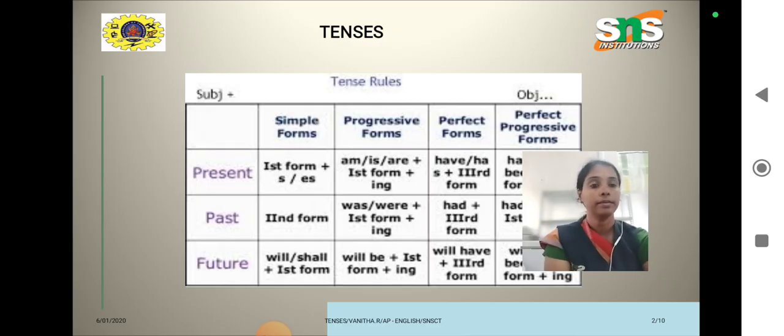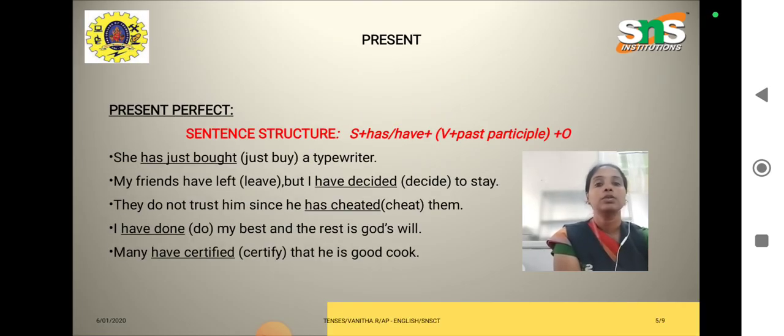Then if you see the perfect tense, the perfect form. So what is this perfect form? The present perfect tense is a little more complicated. It's used for actions that relate to other points in time, either completed or ongoing sometimes. For example, she has just bought a typewriter. So the action is over. Buying a typewriter is over.